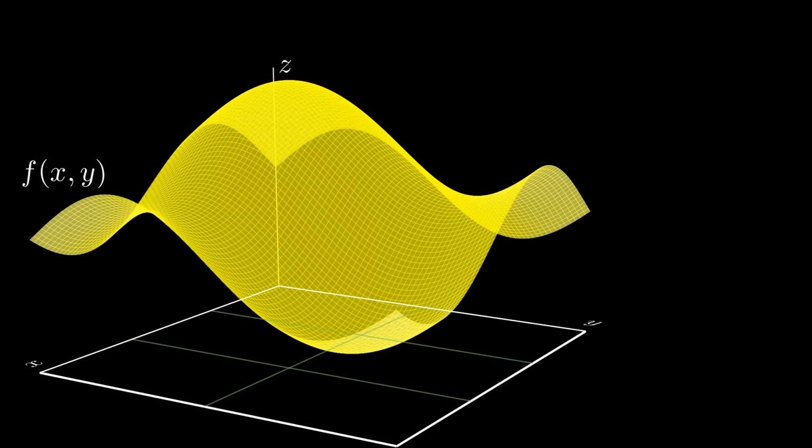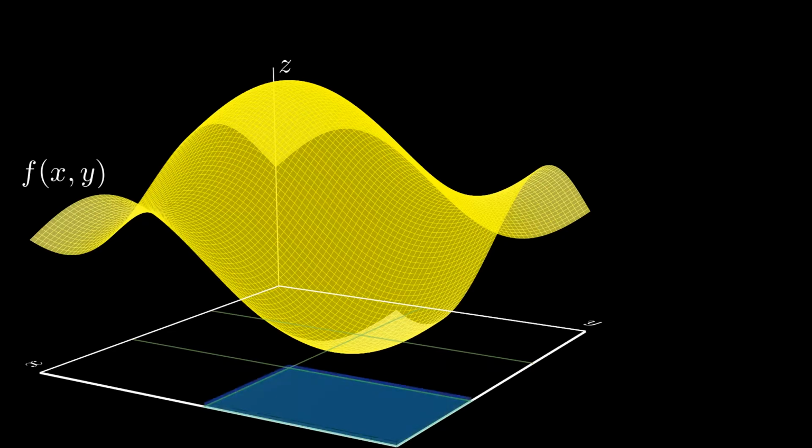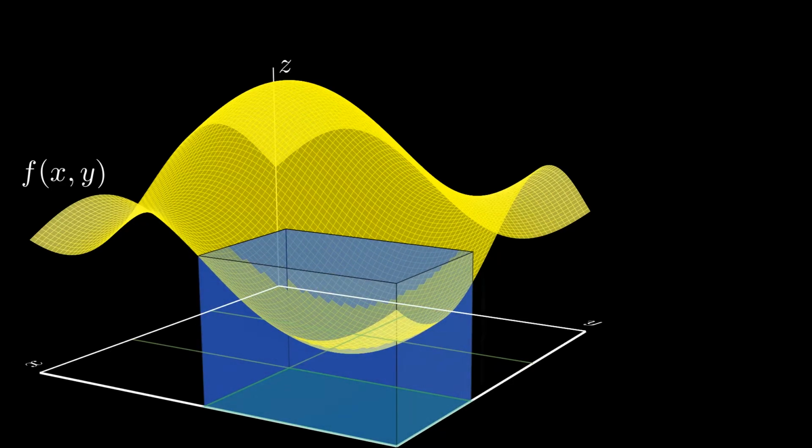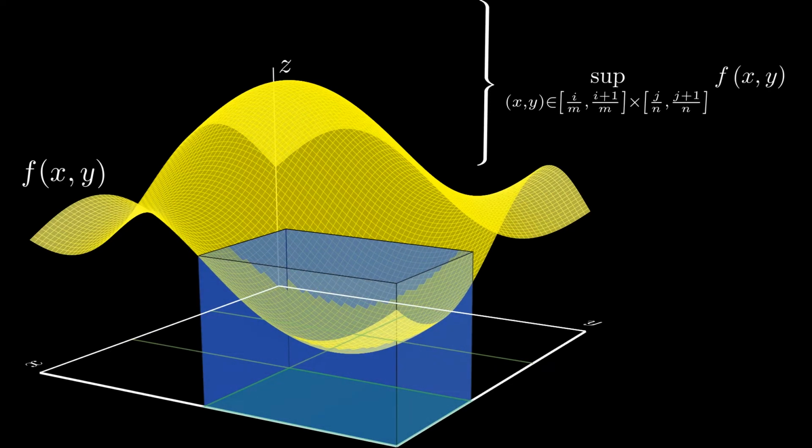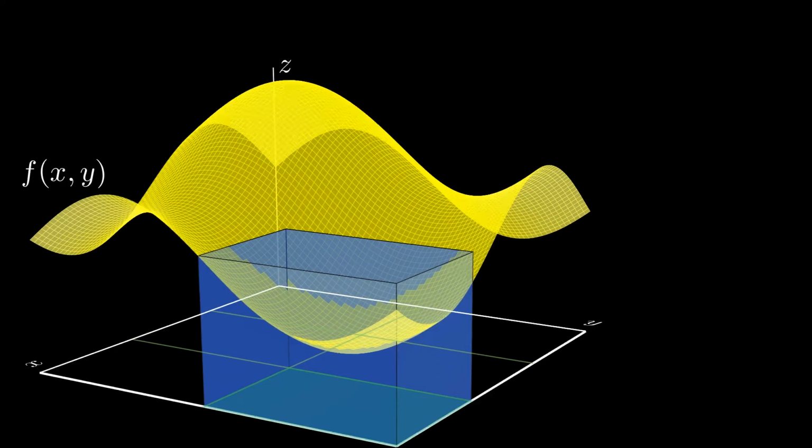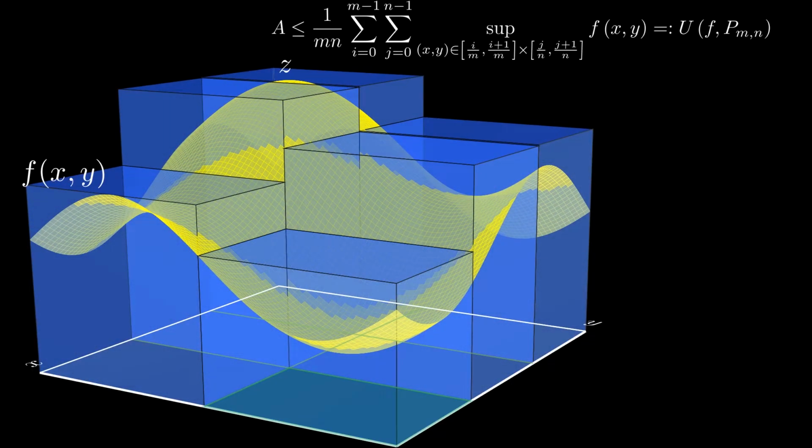Now, consider an arbitrary subrectangle that goes from i over m to i plus 1 over m in the x direction, and j over n to j plus 1 over n in the y direction. That subrectangle will be shaded green. If we take the height of the cuboid to be the maximum value of f on this subrectangle, then its volume will be greater than the actual volume below f over this region. If we do this for every subrectangle in R, then our total approximation will overestimate the volume beneath the function.